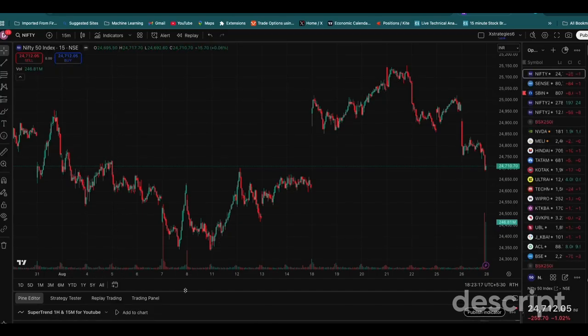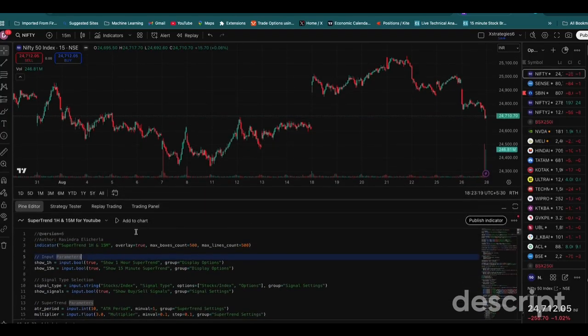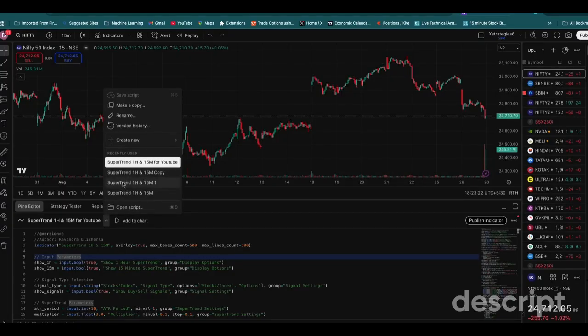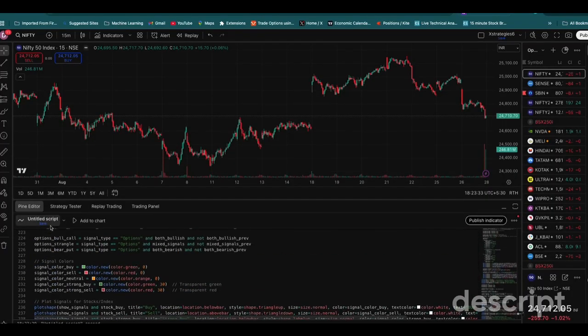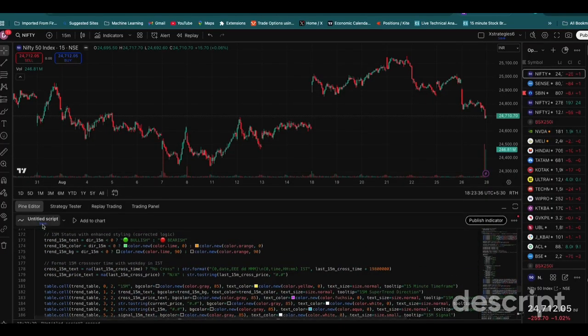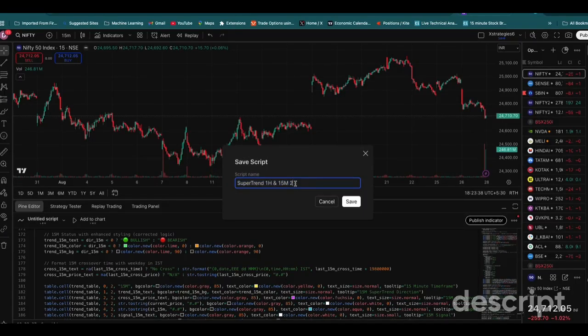Once you come to TradingView, I think you need a premium subscription. Let's say create new, and then you have three options here. Select the indicator, get rid of this entire thing, paste the code and then save. You will get a prompt to name it, and I will say YT video. You can give any name you want.